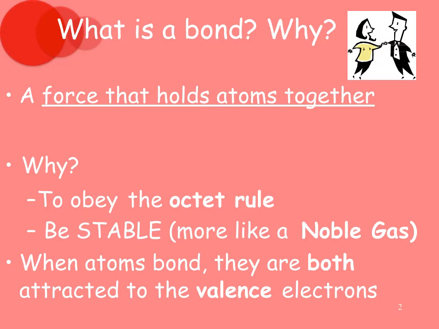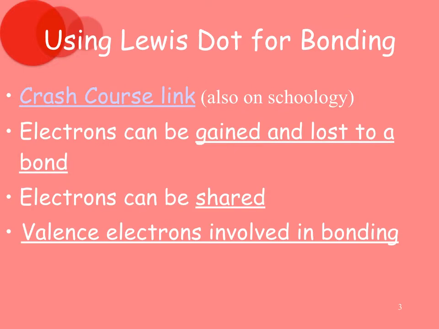When atoms bond, they are both attracted to the valence electrons. We can use Lewis dot diagrams to show how items bond. There is a crash course video that you can watch after you're done. The link is available in your packet, and the video is also uploaded onto Schoology.